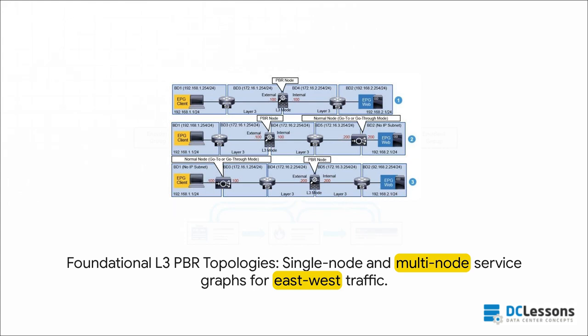It's a simple case. You've got a client EPG and a web EPG. With PBR, ACI redirects the traffic from the client to the firewall's external interface, and the firewall sends it on to the web server. The other diagrams just show how you can chain services together, maybe redirecting to a firewall first, which then forwards traffic through a second device like a load balancer.